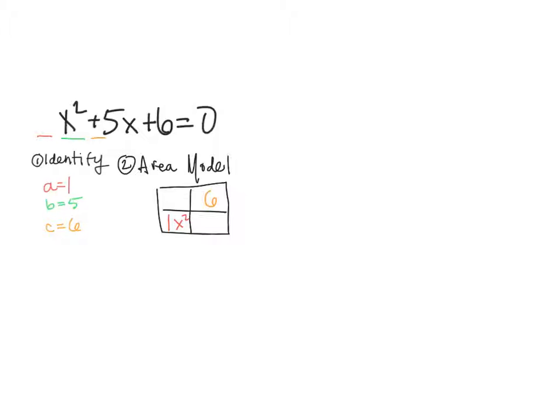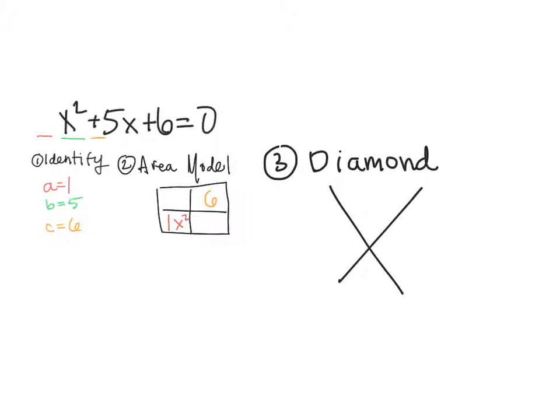Step 3 is going to be the diamond. Oops. Diamond with a D, not with a B. Start off with your diamond. The number that's going to go on top is going to be 6x squared. And I got this by multiplying the 6 and the 1x squared, and I get 6x squared. The number at the bottom is going to be 5x.